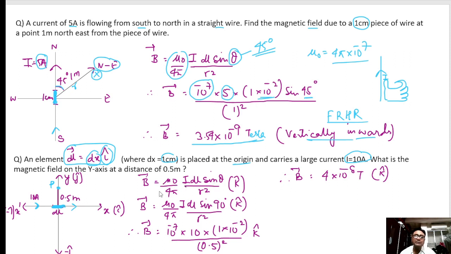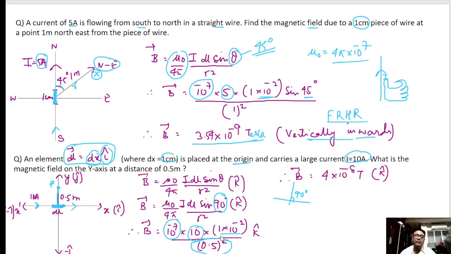So theta is the angle between the wire and the displacement vector, which is 90 degrees here, so we use sine 90. Putting mu 0 by 4 pi as 10 to the power minus 7, current is given as 10 amperes, dl is given as 1 centimeter, so 10 to the power minus 2, and distance is 0.5 meters, so 0.5 squared. And so this is the magnetic field.